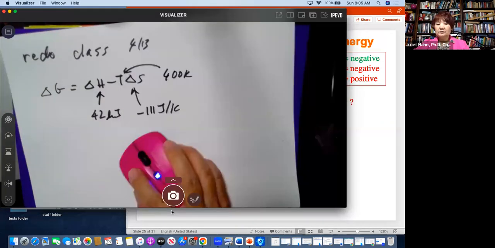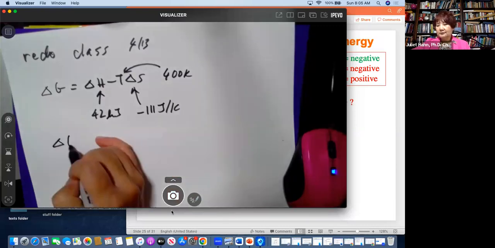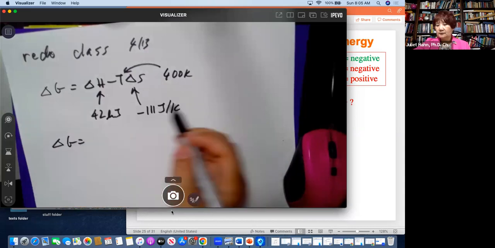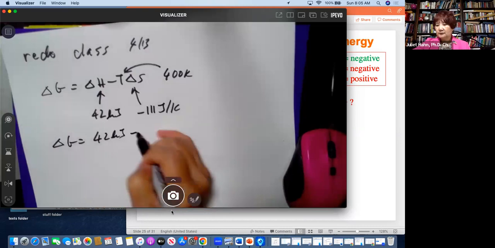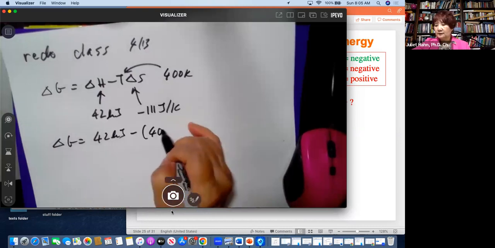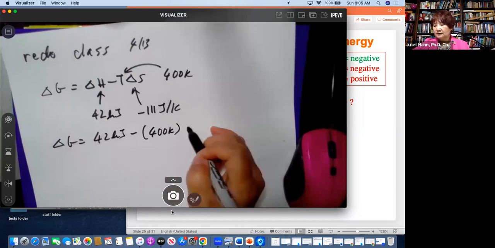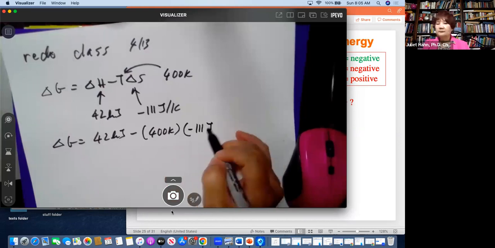So then all we have to do is just plug everything into the equation. This is as easy as the gas law problem. All you do is just plug in all the numbers into the equation. You just have to watch out for the units. So the temperature is in Kelvin, so we're going to say 400 Kelvin. Delta S is in joules per Kelvin, negative 111 joules per Kelvin.